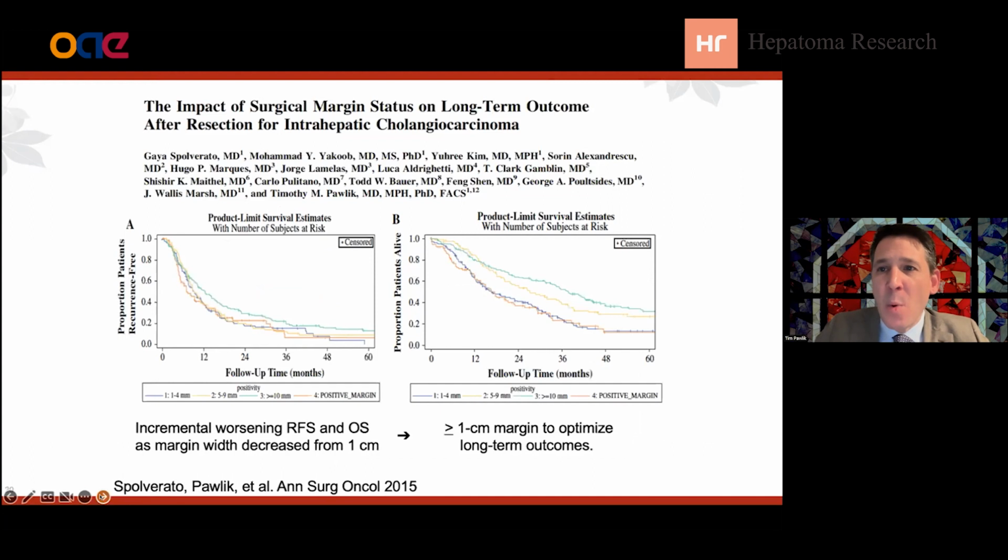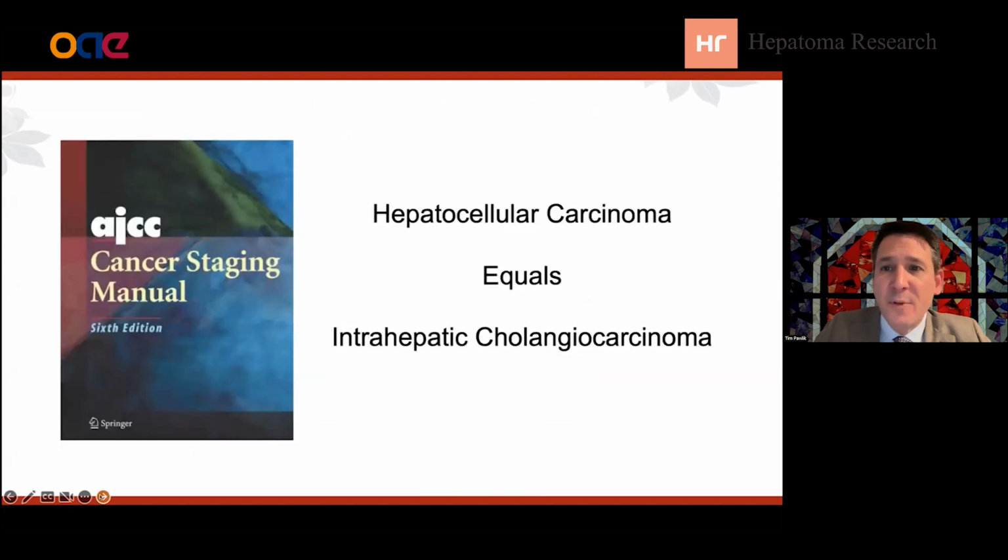And what really matters, perhaps not surprisingly, is simply obtaining a margin negative resection. And these data would suggest that if one can achieve a margin of 10 millimeters or more, it has both an overall and disease-free survival benefit. So in general, when approaching these tumors, one needs to be concerned less about whether you perform a true anatomic dissection and more about ensuring that you achieve a margin negative resection.